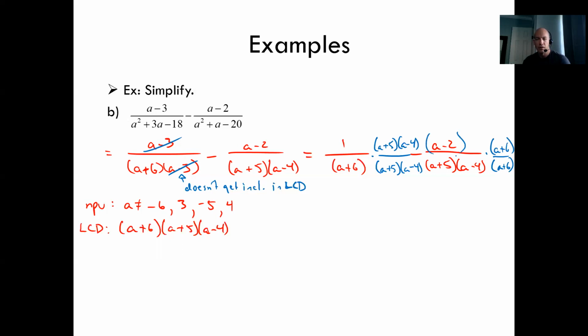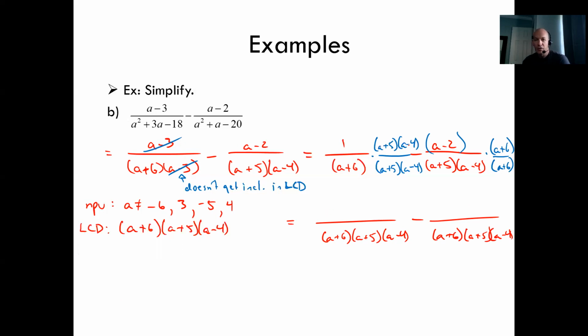Make sure you get brackets around that top guy. Okay, so we have a plus 6, a plus 5, a minus 4, and then the other one is going to be the same thing. And yes, this is a little tedious to write it all out. You're probably going to want to skip some steps, and that's not even necessarily awful.